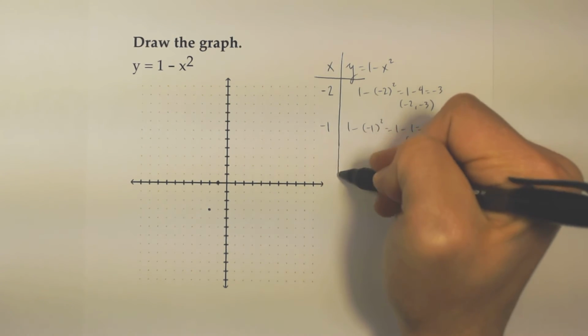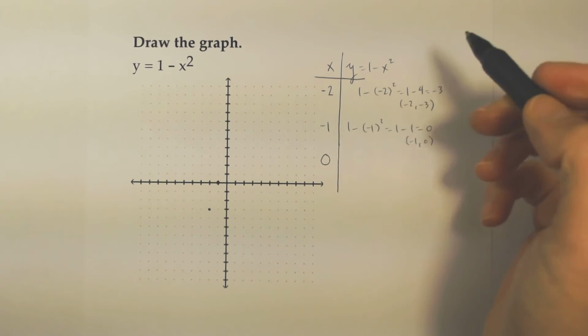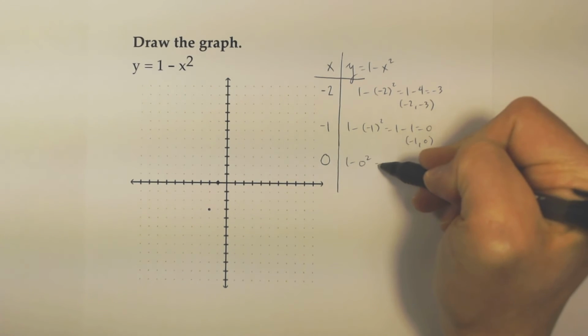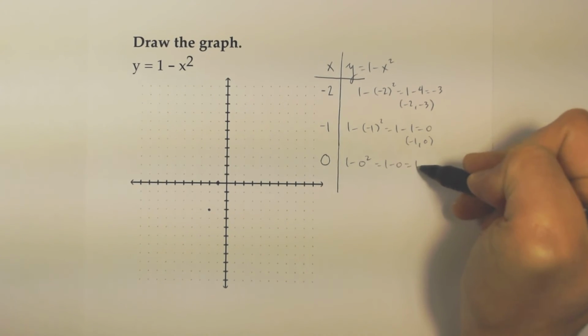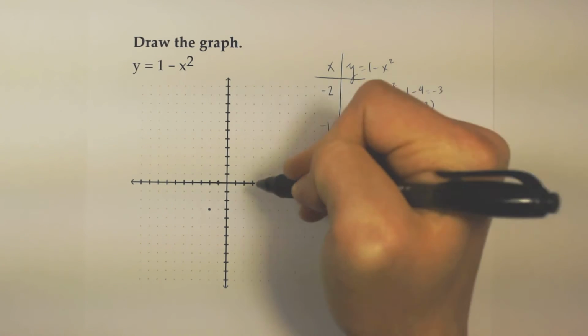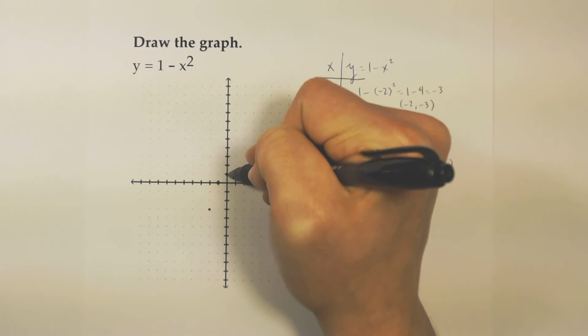Okay, let's continue going. Let's just follow the pattern here. Let's put in a 0 maybe. So we'll go 1 minus 0 squared. Of course, that's 1 minus 0, which is 1. So we're going to go 0 in the x direction, then 1 in the y direction.